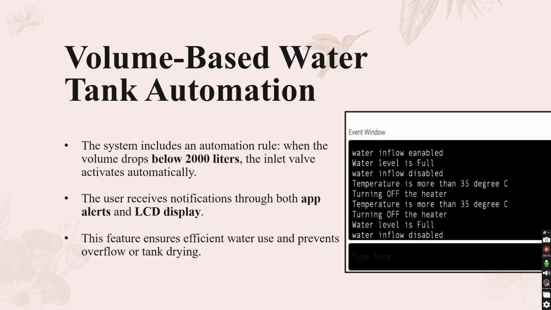Now volume-based water tank automation. When the tank volume drops below 2000, the inlet valve opens automatically to refill it. The user receives alerts through the Blynk app and sees the updates on the LCD display. This ensures efficient water management, saving both time and resources. When the water tank is full, a notification is also sent, and the water inlet valve is automatically turned off.